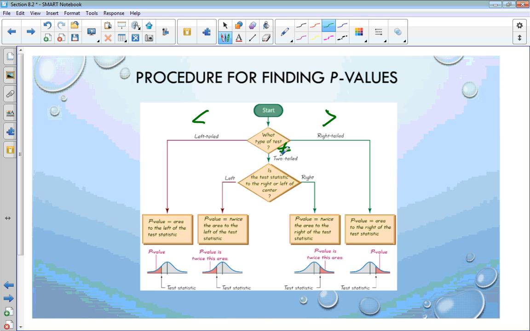If it is a two-tailed test, the p-value is twice the area to the left, or twice the area to the right. If it's a right-tailed test, it is the area to the right. Left-tailed is the area to the left.